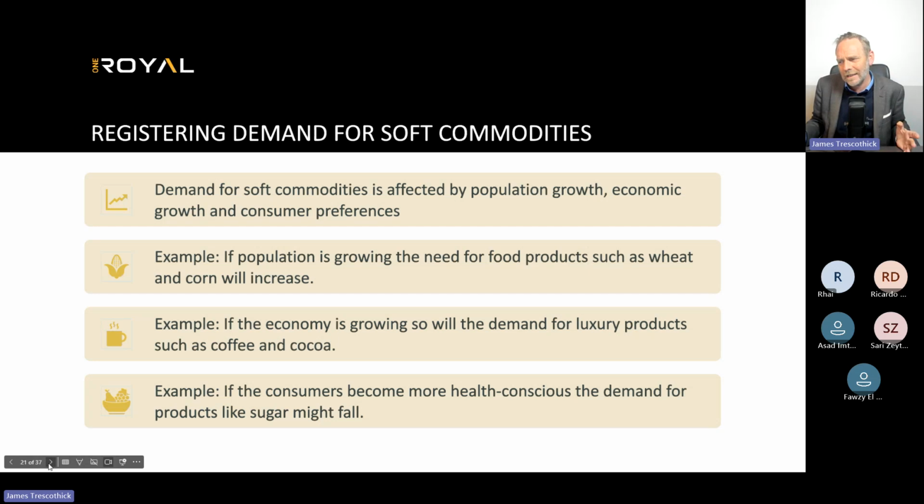As well as that, if consumers have become more health conscious, then maybe the demand for products like sugar might fall off. So these are some of the things you need to bear in mind. That's how we can register demand.